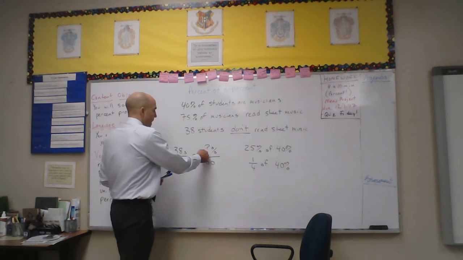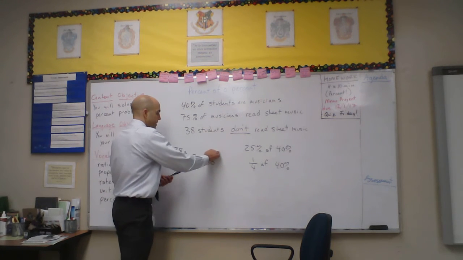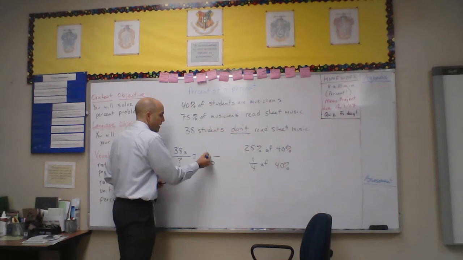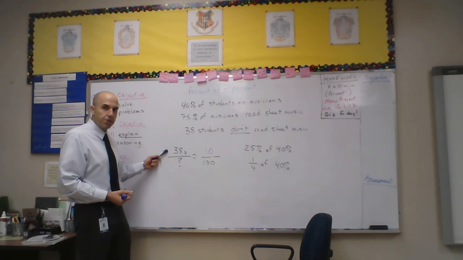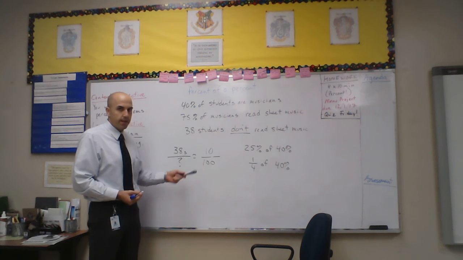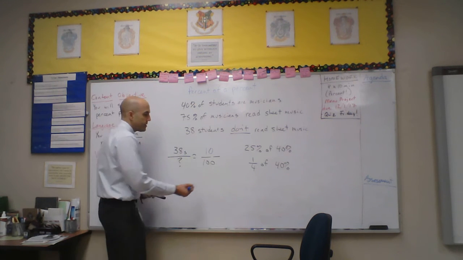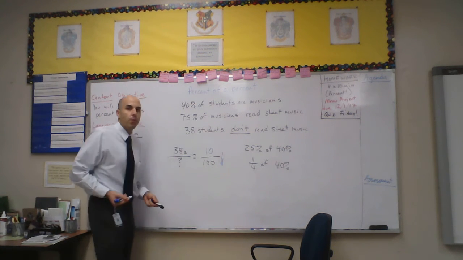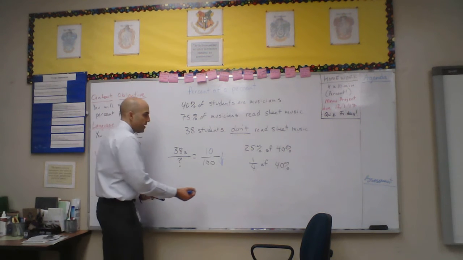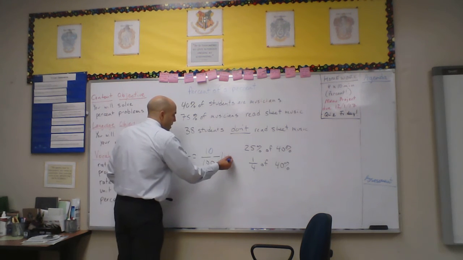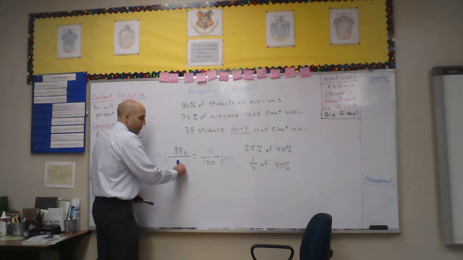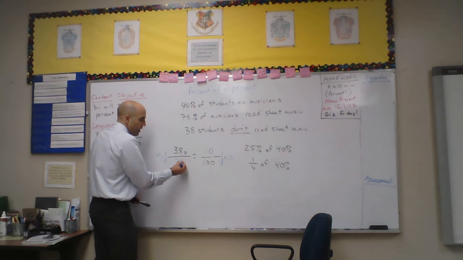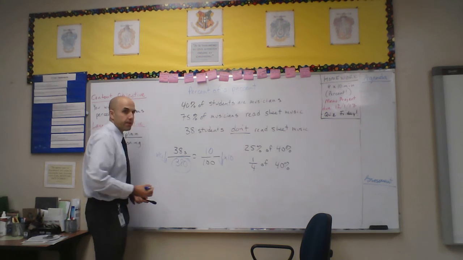So what percent am I actually dealing with here? I'm dealing with 10%. And now that I know that these 38 students, or the ones that don't read sheet music, represent 10% of the school, I'm going to make this absolutely a within ratio problem. So how do I get from 10 to 100? Multiply by 10, multiply by 10. Pretty simple mental math for us. 380 students total in the school.